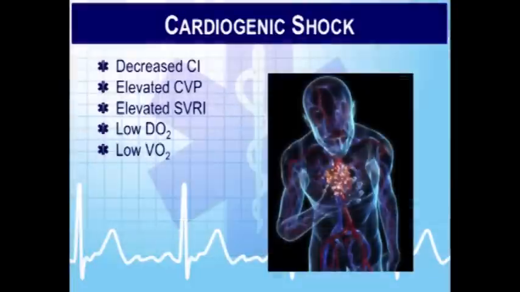Good? Cardiogenic shock. This is what we'd see in a patient. Decreased cardiac index, elevated CVP, because blood is not moving through the system. My SVR, my vascular resistance, is going to be elevated. I'm going to have poor oxygen delivery. Forget the DOT and the VOT. Suffice it to say, I'm not going to be delivering enough oxygen to the cells if my heart is not pumping effectively.